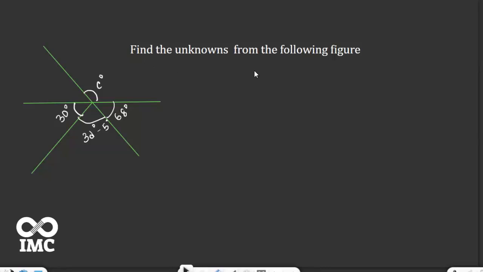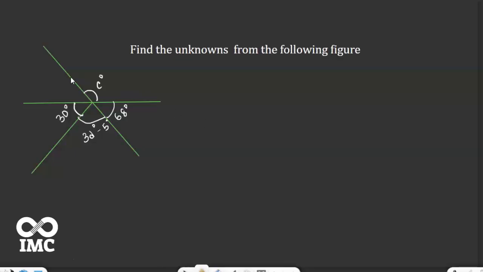Here, the question says find the unknowns from the following figure. Look, here, this one is C degrees, this one 30, this one 3D minus 5, and this one 68. So from these values, we need to find out the measurement of C and D, because here C and D are unknown. So how can you solve it?